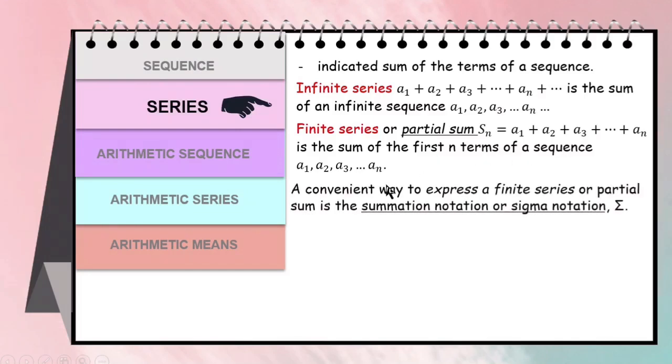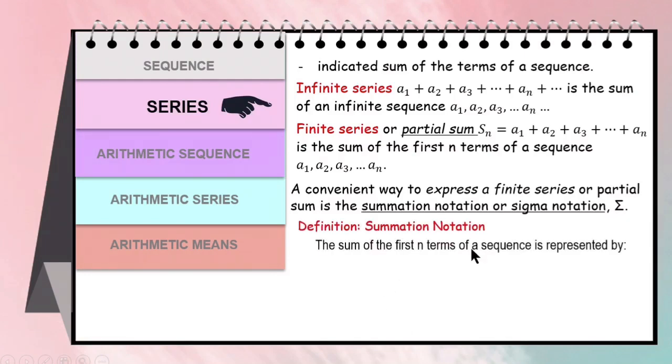A convenient way to express a finite series or partial sum is the summation notation or sigma notation. Summation notation is the sum of the first n terms of a sequence represented by this.